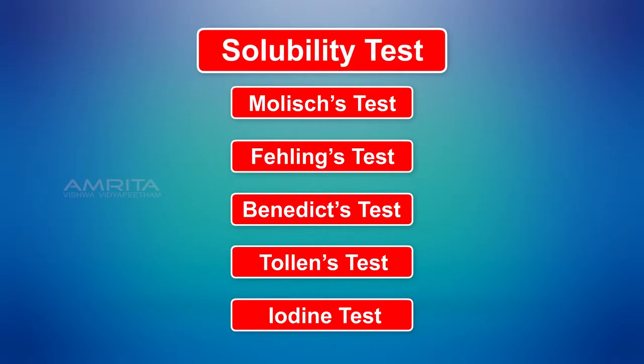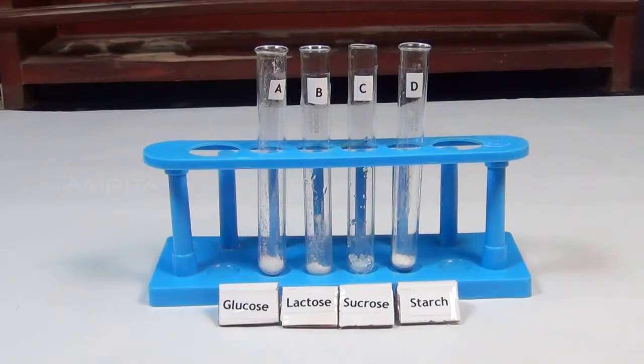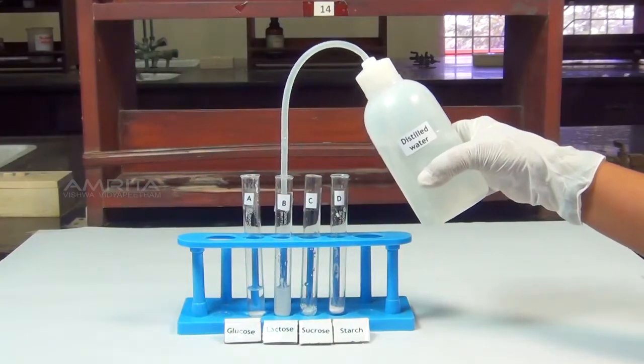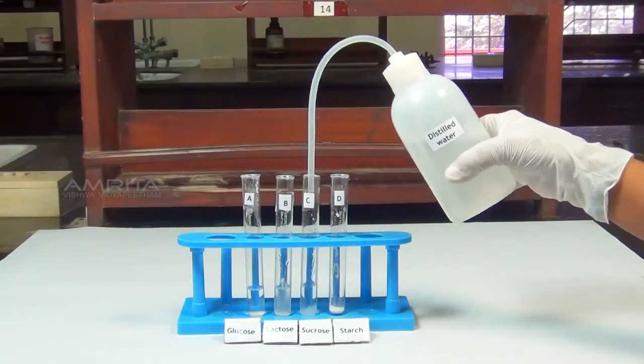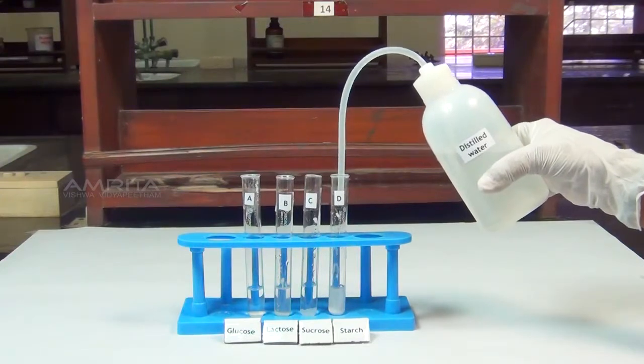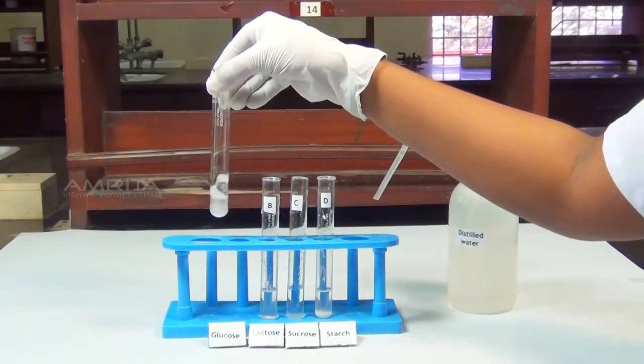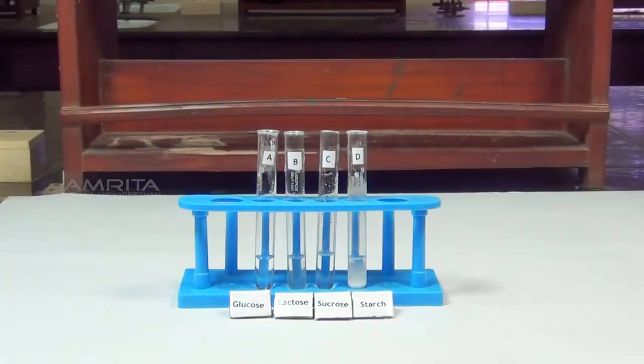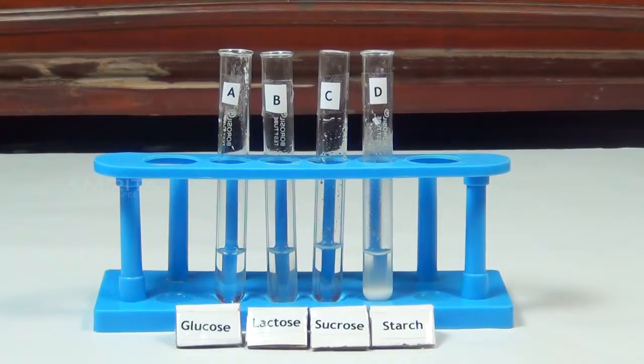Solubility test. Take small amounts of glucose, lactose, sucrose and starch in 4 test tubes A, B, C and D respectively. Now, add a small volume of distilled water to the test tubes. Shake each test tube well. We can see that glucose, lactose and sucrose are soluble in water, whereas starch is insoluble in water.